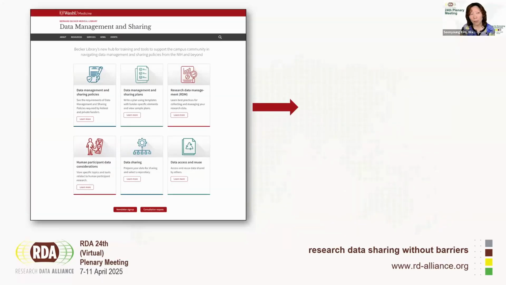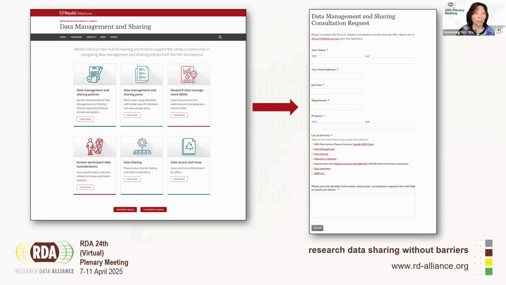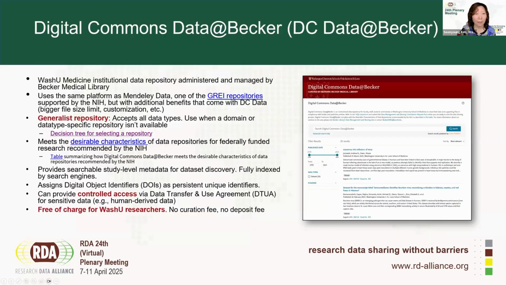We do provide self-guidance. This is our website. If you go to beckerdms.wustl.edu, this is what you see. These are the six steps under resources, so researchers can review those on their own. But if you request a consultation, then we get the request and can give more customized guidance. So what is Digital Commons Data at Becker?